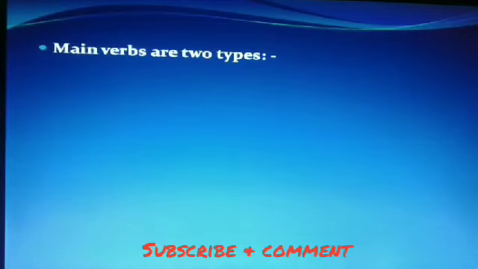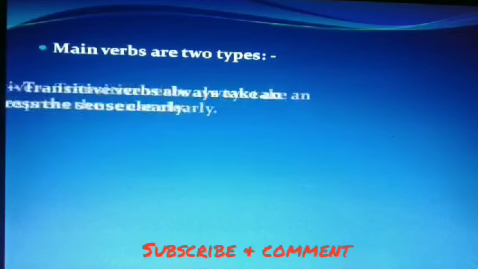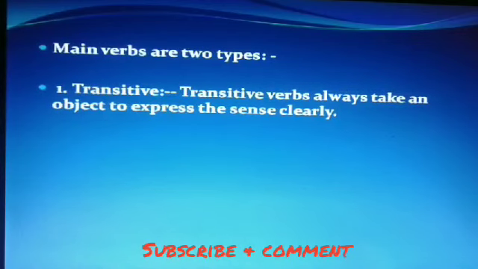What is a transitive verb? Transitive verbs always take an object to express the sense clearly. You know object. If you ask a question to the verb, by what or whom, and you get an answer, that is a transitive verb. So transitive verbs always take an object to express the sense clearly. When there is an object, the verb is, of course, a transitive verb. So transitive verbs always get an answer.